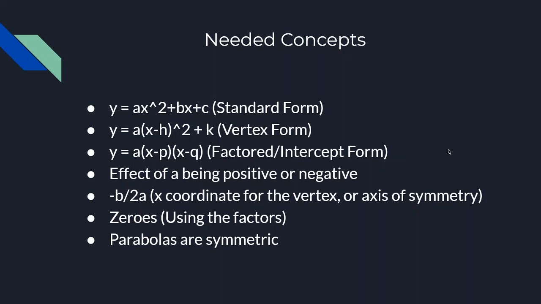We also need to know negative b over 2a. This finds the x-coordinate for the vertex or axis of symmetry. You can find negative b over 2a when the equation is in standard form.